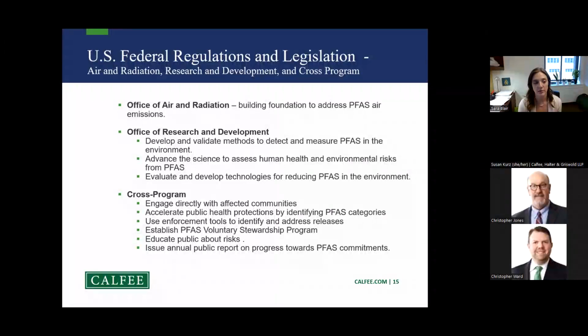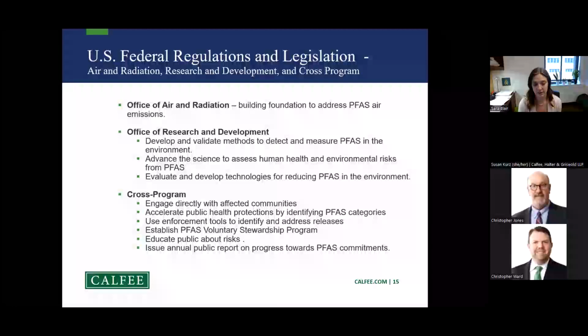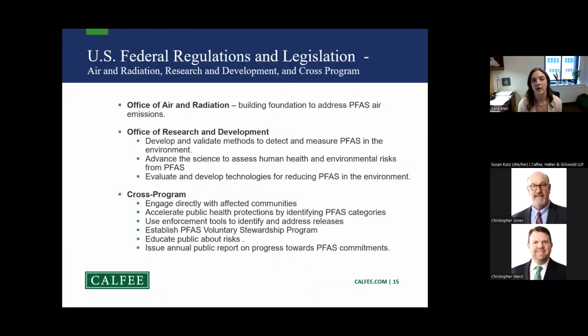Much is still unknown about these effects, and that's why this portion of the EPA's work is so arguably essential, as the sooner we can obtain reliable data, the sooner we will hopefully inform the regulatory framework regarding exposure limits. The EPA is also directing agency-wide efforts related to community engagement, including educating the public about risks, issuing annual progress reports with respect to the strategic roadmap, the first of which was issued in November of 2022, and establishing enforcement tools to identify and address releases.